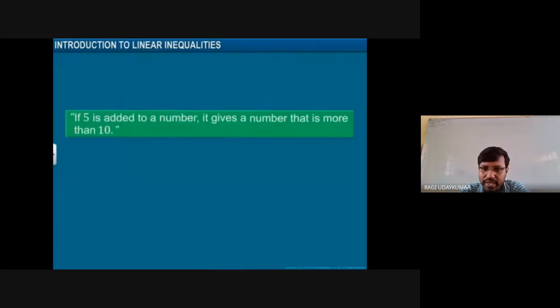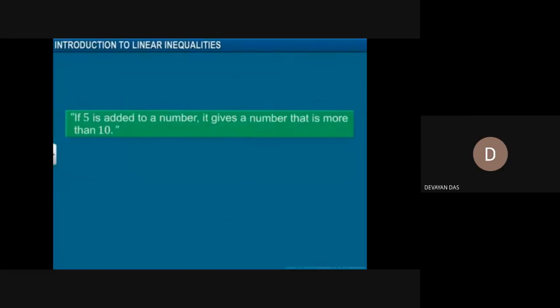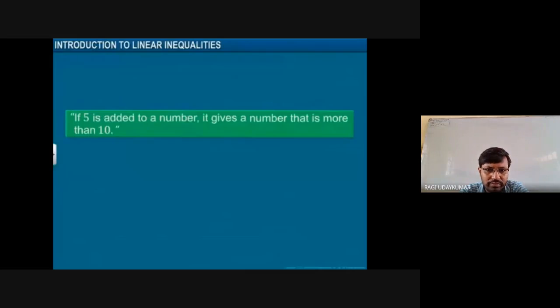Equation, you know equation. Do you know about the equation? What is meant by equation? Already previously we learned: an open sentence which has the equals to sign is called an equation.